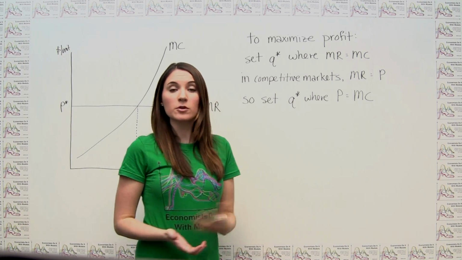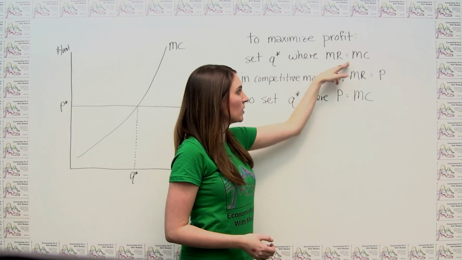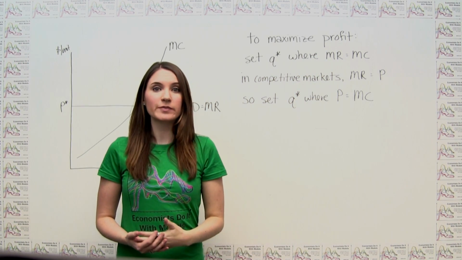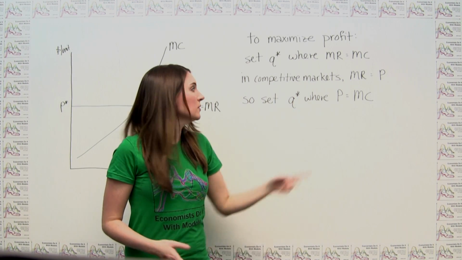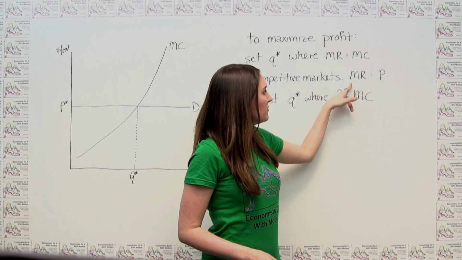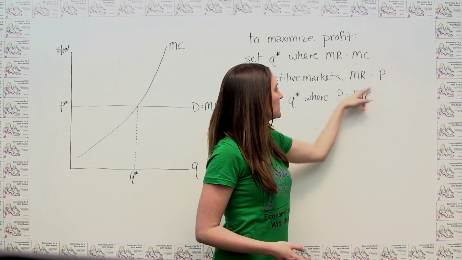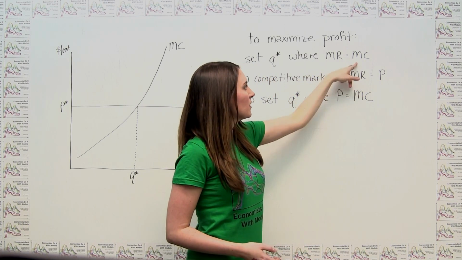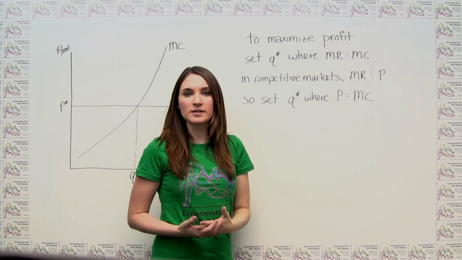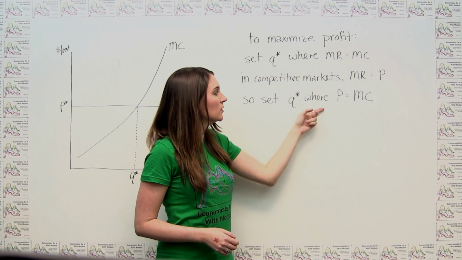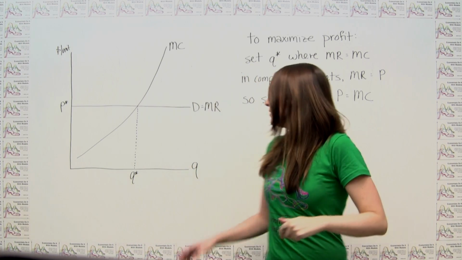It's always true that in order to maximize profit, firms want to set their optimal quantity where their marginal revenue is equal to their marginal cost. That's just always true. In competitive markets, however, like we just said, marginal revenue is just equal to the market price. So if we substitute this into the profit maximizing condition, we could say that in competitive markets, we want to set our optimal quantity, or our Q star, at the point where price is equal to marginal cost. Graphically, that's very simple.